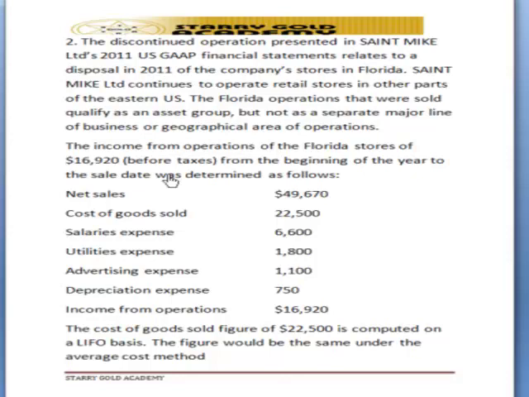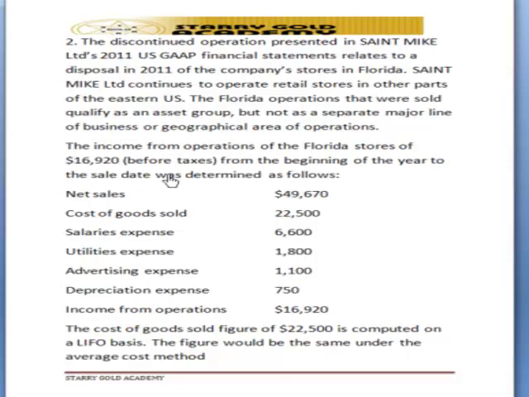So the income from operation of the Florida store of $16,920 before tax, from the beginning of the year to the sales date, was determined as follows: the net sales, the cost of goods sold, salary expense, and what have you. So the cost of goods sold figure of $22,500 is computed on a LIFO basis, and you know the IFRS frowns at LIFO.